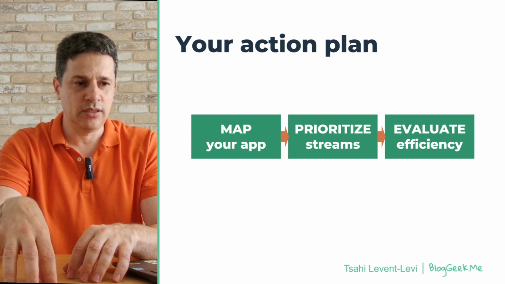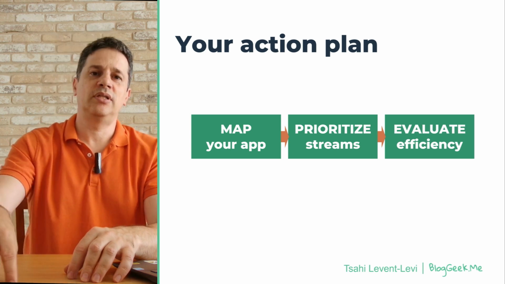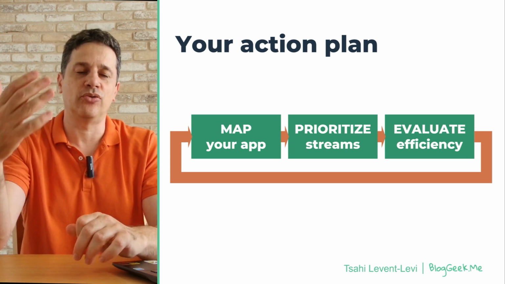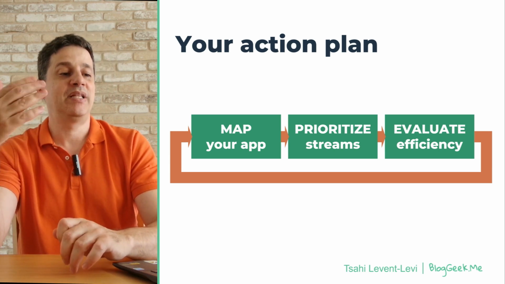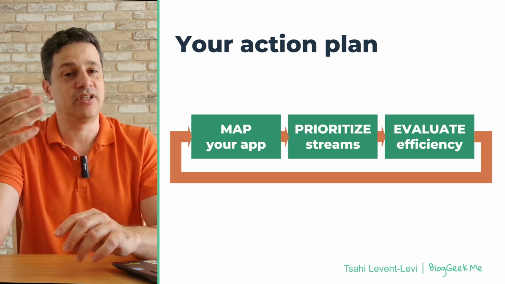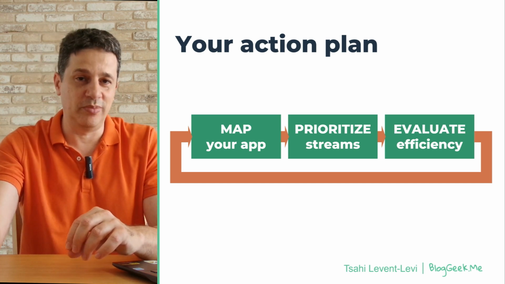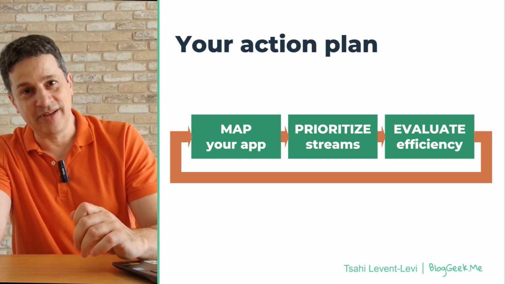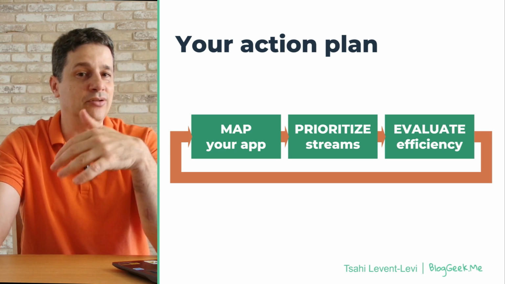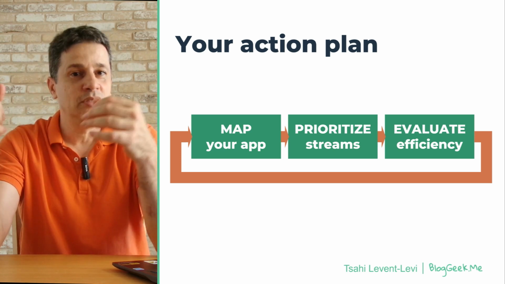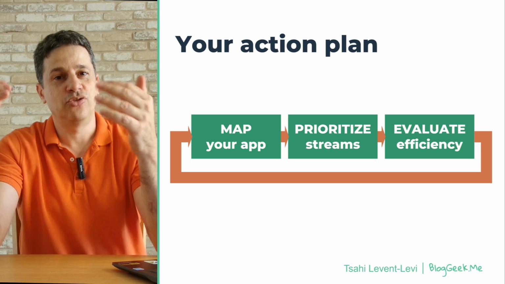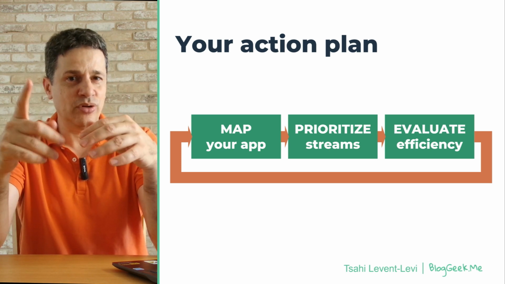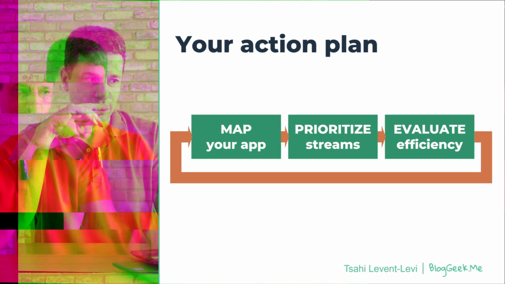So check the efficiency. And the last thing that is important is that this is a recurrent process. Every 3 or 6 months, you should go, map it again, prioritize it again, evaluate efficiency, and see if there is room for optimization yet again. Now, we need to do it not at the application level, but at the scenario and layout level. For each different layout, you need a different strategy to optimize for that. And again, remember that less is more when you count pixels.